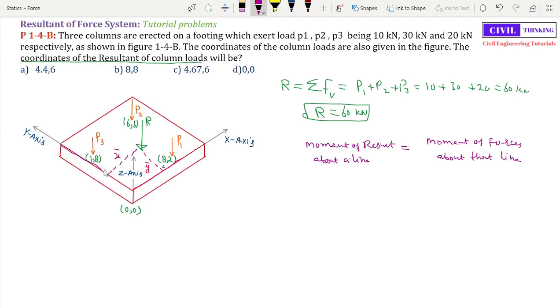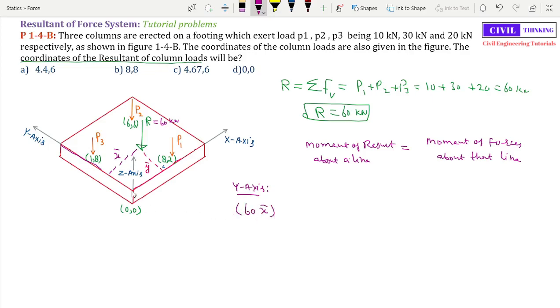So let's first apply Varignon's theorem on the y-axis. Now, what is the moment of the resultant about the y-axis? How far is the resultant normally from the y-axis? It is x bar, right? So the moment is the resultant multiplied by x bar, and the resultant is 60 kilonewton. So the moment of the resultant about the y-axis is 60 multiplied by x bar.